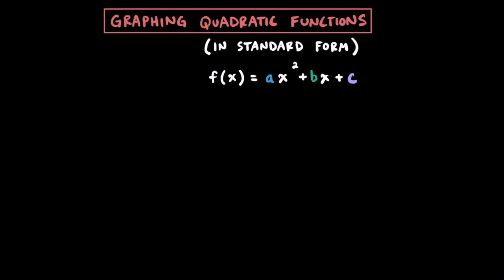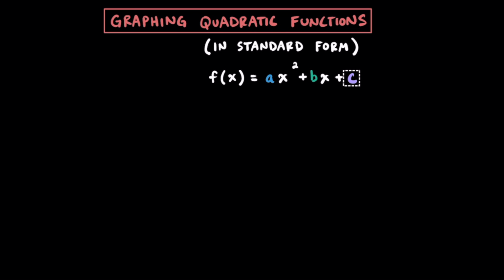And just a reminder, when the value of a is positive, the parabola is going to open up, and when the value of a is negative, it's going to open down. And if the absolute value of a is greater than 1, then we'll have a vertical stretch, or the parabola will get skinnier. And if the absolute value of a is less than 1, then we'll have a vertical shrink, or the parabola will get wider.